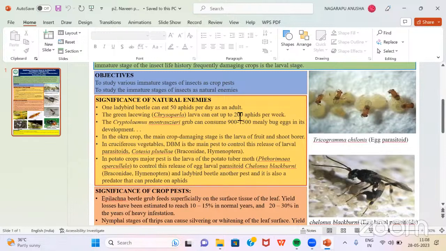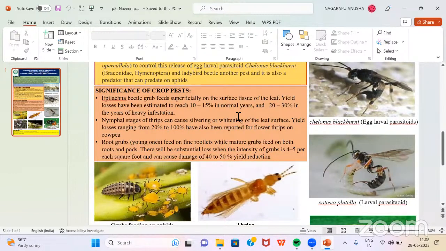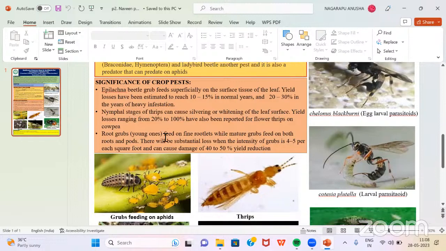Significance of immature stages as crop pests: epilachna beetle grubs, nymphal stages and larval stages, grub stages are the major immature stages that cause pest damage to the crop. The epilachna beetle grub feeds superficially on the leaf surface. It is estimated to cause 10 to 15% damage in normal years and 20 to 30% in heavy infestation. Another immature stage, the nymphal stage of thrips, can cause 20 to 100% damage to the flowers of cowpea. Root grubs, other immature stages, can feed on rootlets and can cause 40 to 50% yield reduction in cocoa, sir.